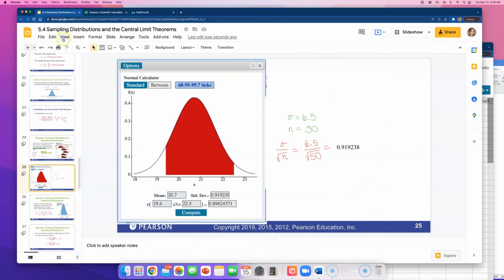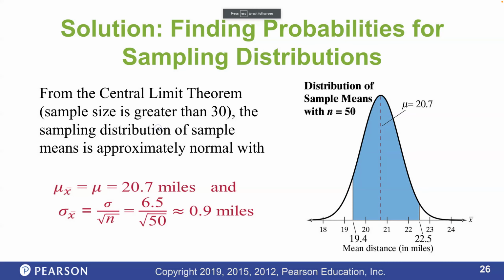All right, let's see if there's another one. Or maybe I may have just slides talking more about it. All right, so this is talking about what we did from the central limit theorem. You see the sample size was 50, and 50 is definitely greater than 30. The sampling distribution of sample means is approximately normal. That's why we were able to use the normal calculator to find the probability. And look, they are writing down that the mean is 20.7, and the standard deviation of the sampling distribution is 6.5 divided by the square root of 50. So approximately the same thing that we got.